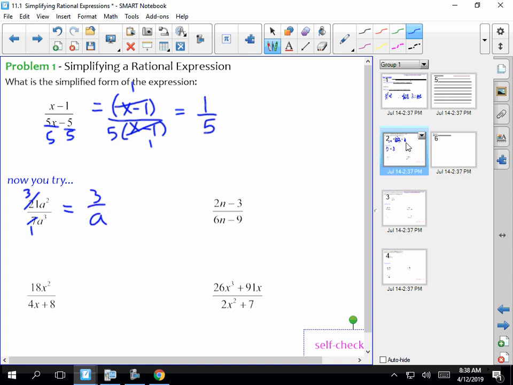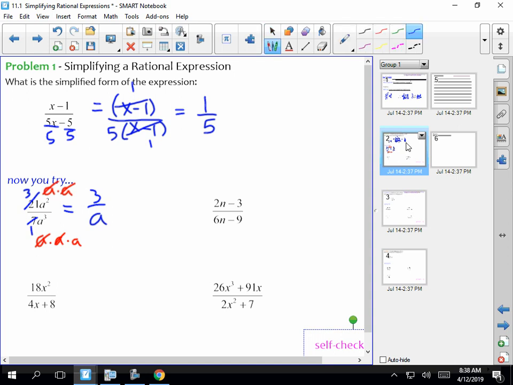Some students will write out all the a's. It's a little ridiculous if there are very high powers. But you write out all the a's and you start canceling the matches, right? And that shows you the 1 that's left in the bottom. That's probably how you did it in elementary school. With numbers, you probably wrote them out and started canceling them. The 3 over a is it.